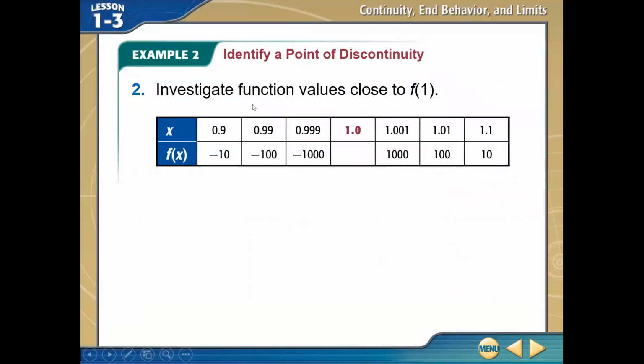So they start at 0.9, they get negative 10. They plug in 0.99, they get negative 100. They get 0.999, which is negative 1,000. 1, once again, doesn't exist. Then 1.001 gives 1,000, 1.01 gives 100, and 1.1 gives 10. So you can see as they approach 1 from both sides, they're getting closer and closer, but our y values are getting farther and farther apart.